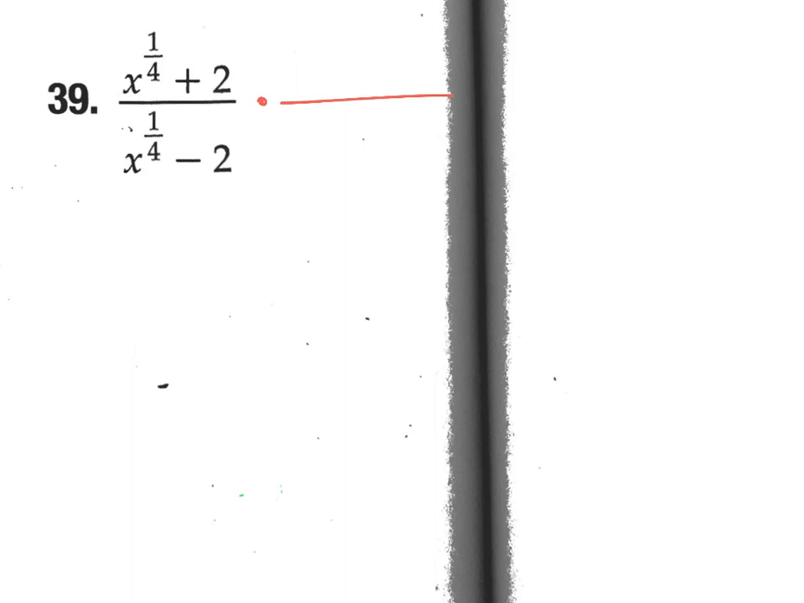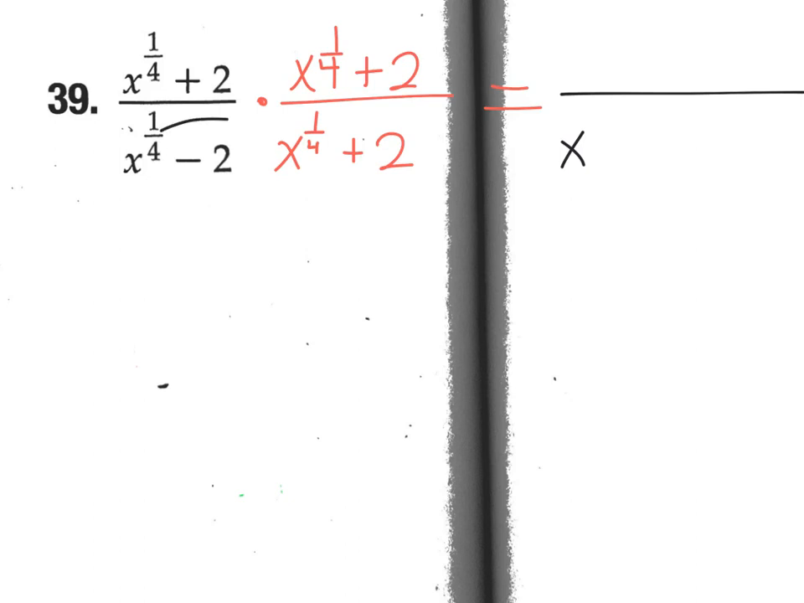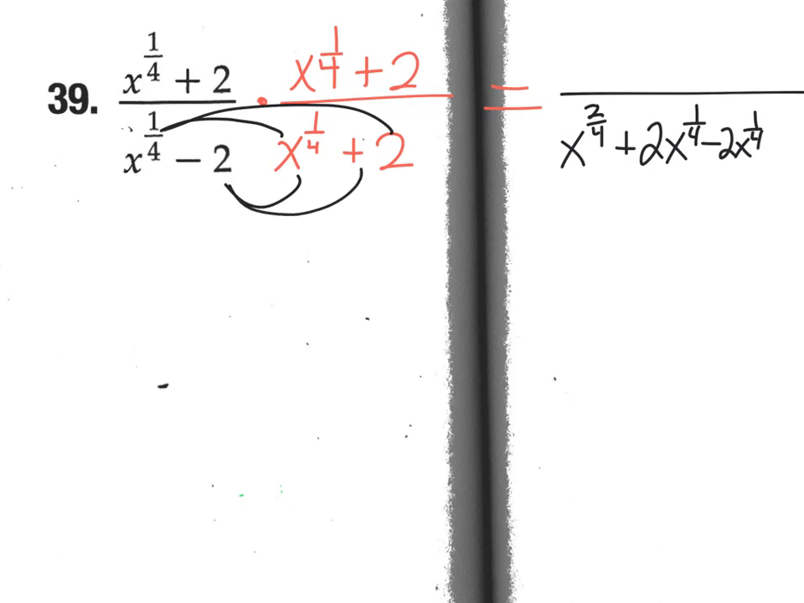If I'm multiplying this by the conjugate, which is x to the 1/4 plus 2, you actually don't get rid of the fractional exponents in the denominator. So if I do that, I'm going to get x to the 1/4 times x to the 1/4. Like bases, we add the exponents, so I get x to the 2/4 plus 2x to the 1/4 minus 2x to the 1/4 minus 4.